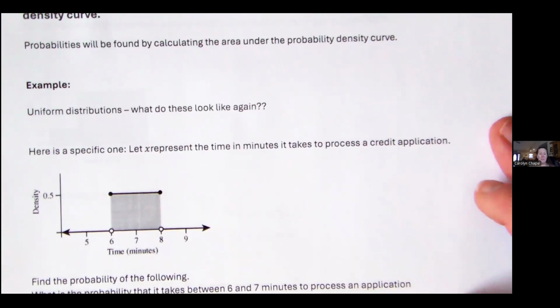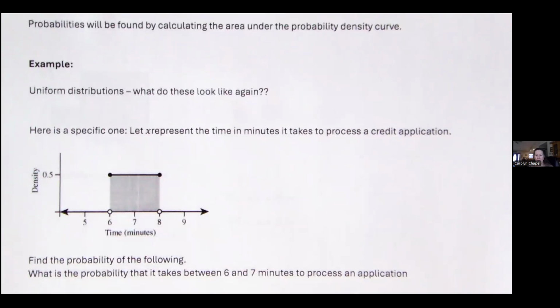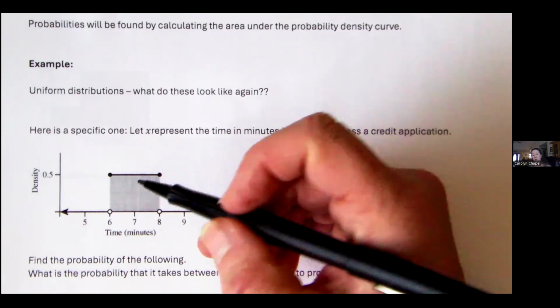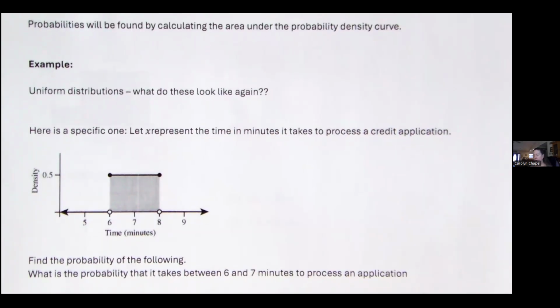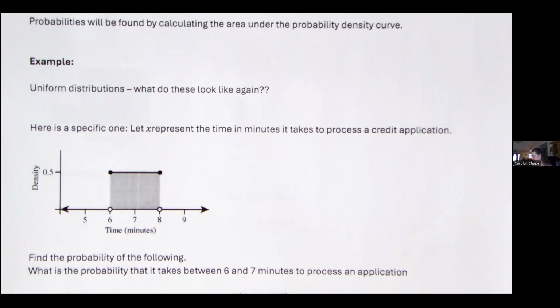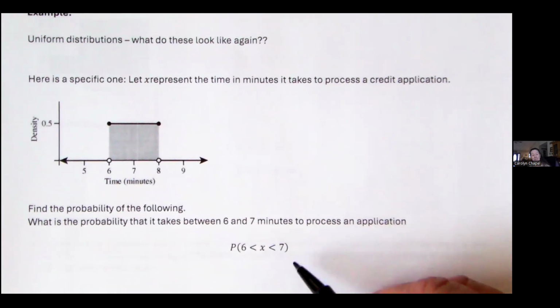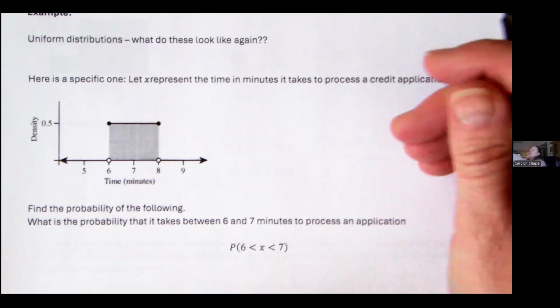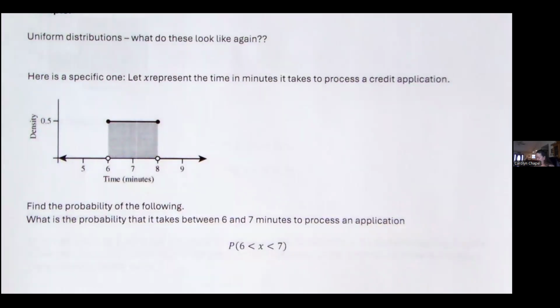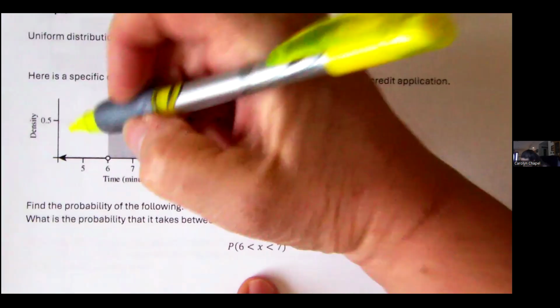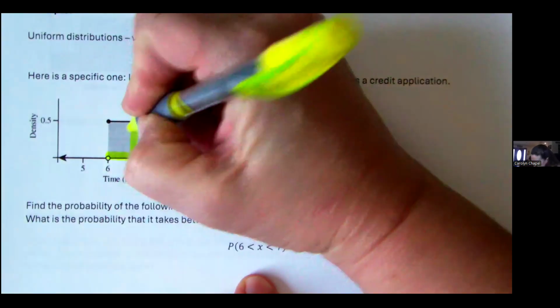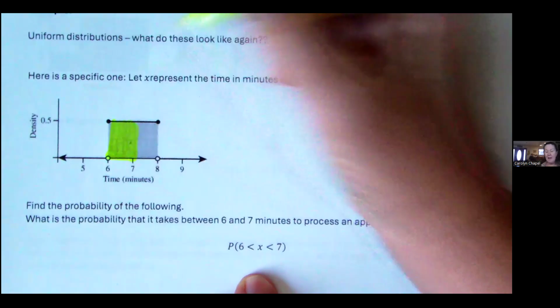Here, this is the number of minutes it takes to process a credit application. It takes anywhere from 6 to 8 minutes to do this. To find some probabilities, what we're going to do is find the area under that curve over that region of interest. For example, if I'm looking at the probability from 6 to 7, I'm going to grab a highlighter. From 6 to 7, we're talking about this area here.